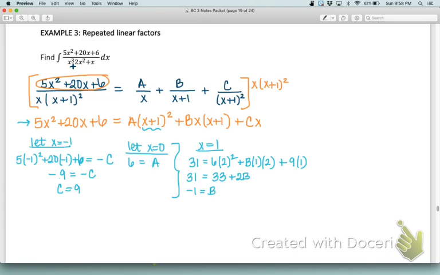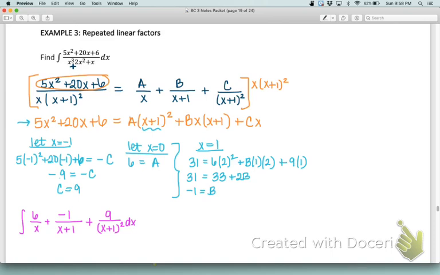Okay, so what does that do for us? Well, don't forget, we're trying to find an integral here. So now we need to set up our integral, and we're nearly done because once we do this, this is all pretty simple. So we want the antiderivative of a over x. Well, we determined a to be 6. So this is 6 over x plus b, which we got to be -1 over x plus 1 plus c, which is 9 over x plus 1 squared dx.